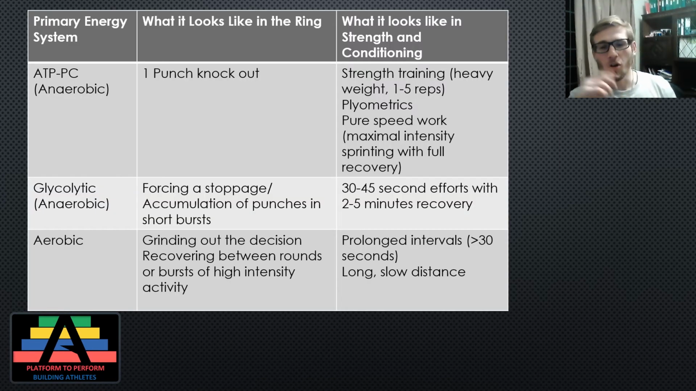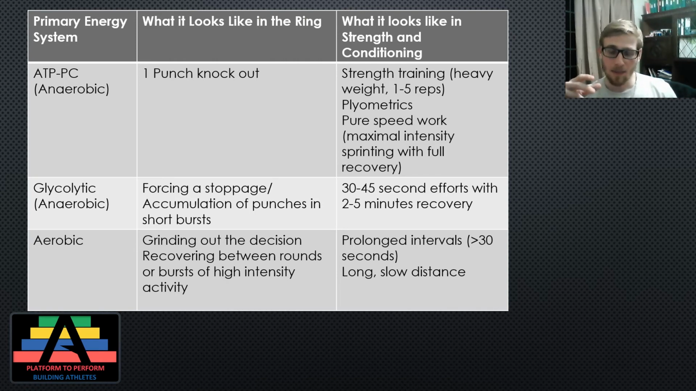So we've got a brief understanding of energy systems, but we're not entirely sure what that might look like in the ring, what it might look like in the strength and conditioning suite. So let's go through some examples. Now remember, all energy systems are working at all times. Even a long, slow distance run will use the ATP-PC system, for example, when you just go from a standing start to actually getting yourself moving, or when you go for your sprint finish. So that's also important to bear in mind, the potential spillover effects.